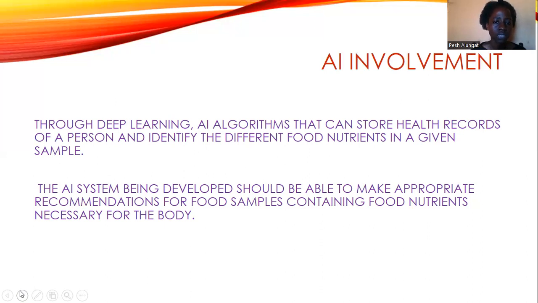And also the system should be able to scan the food samples and tell the food nutrients or values present in those food samples. And at the end of the day, this system should be able to recommend to the person the necessary food samples that contain the needed food values.